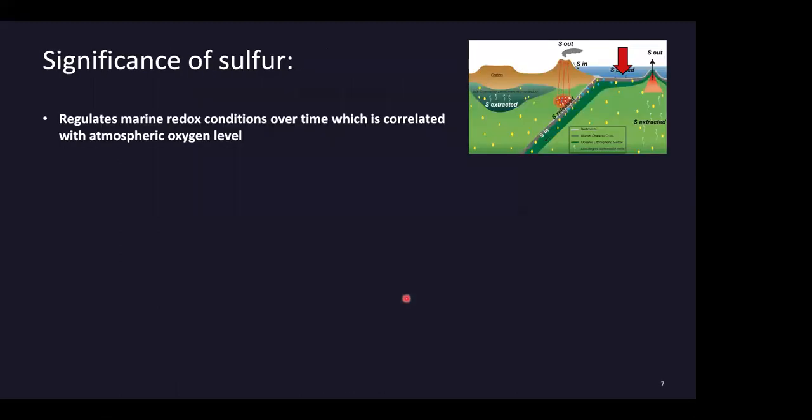As we see, sulfur is one of the major volatile elements with huge redox potential, and it plays a huge role in different planet-scale processes. One of them is regulating the marine redox condition over geological time scales. Long-term burial of oxidized sulfur over reduced sulfur regulates the marine redox conditions, and it is controlled by the atmospheric oxygen level.